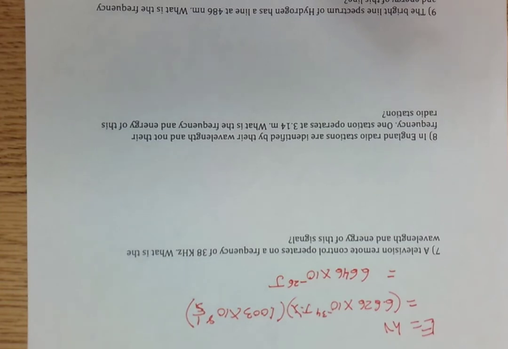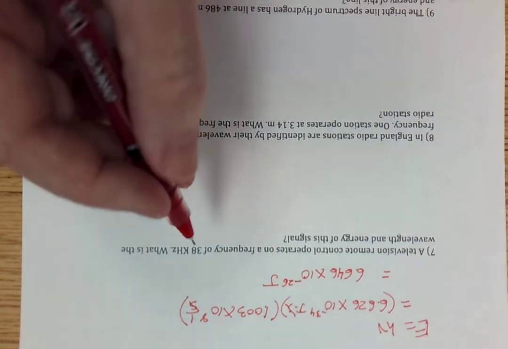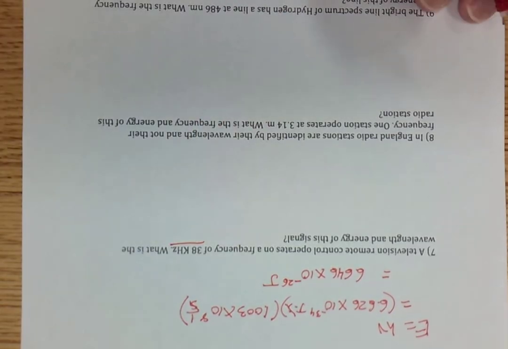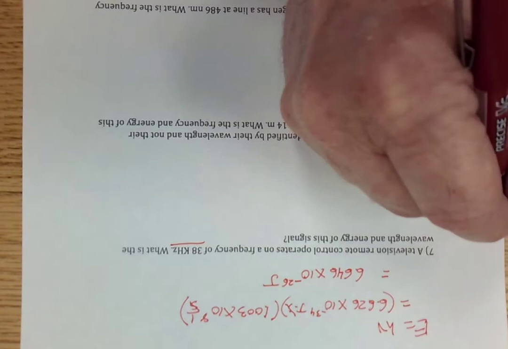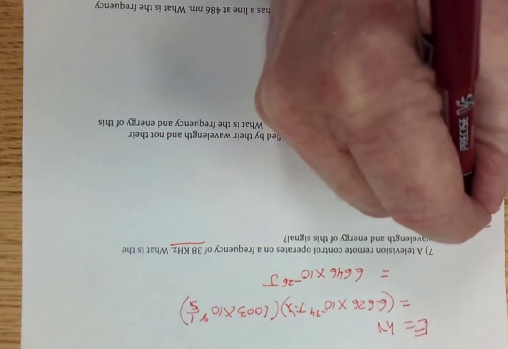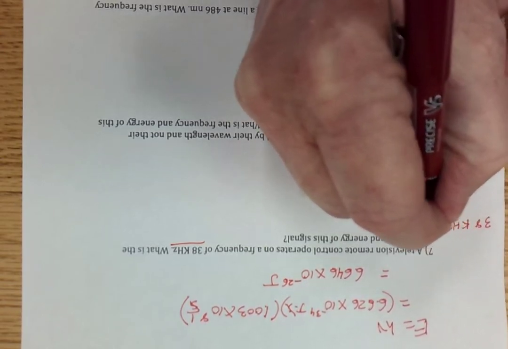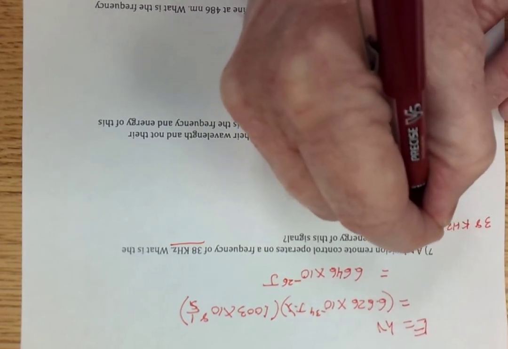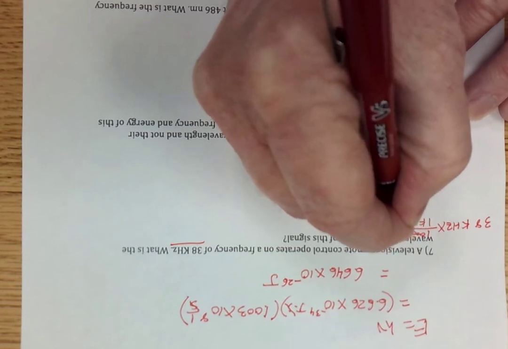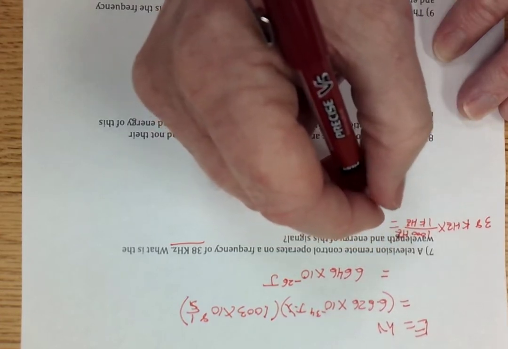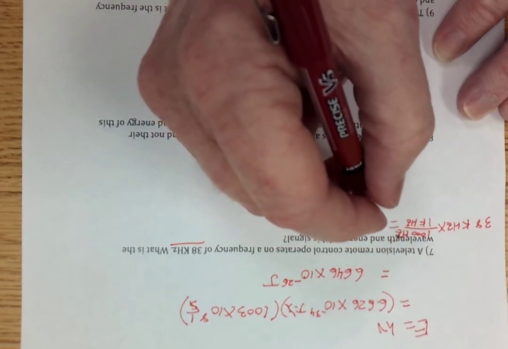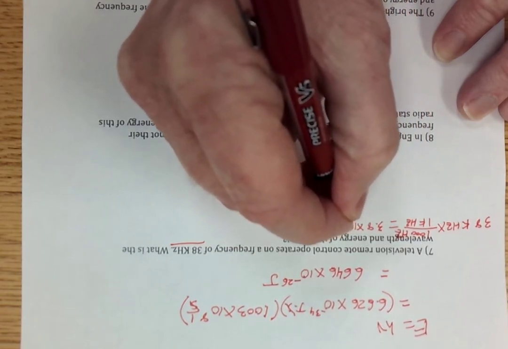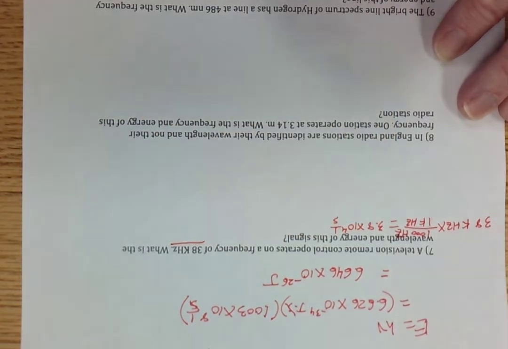Okay, so we have a television remote control. It operates on a frequency of 38 kilohertz. What is the wavelength and the energy? So first off, 38 kilohertz times 1,000 hertz per kilohertz equals 3.8 times 10 to the 4th, 1 over seconds.